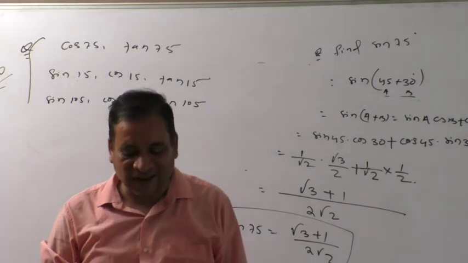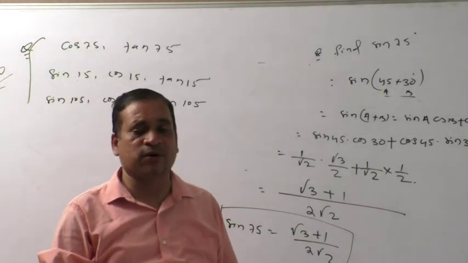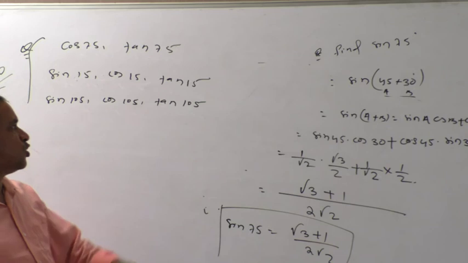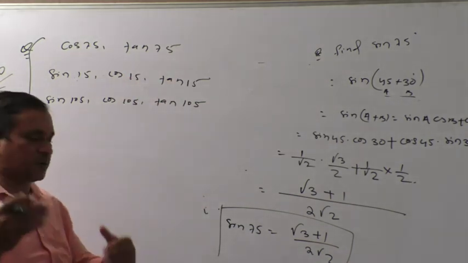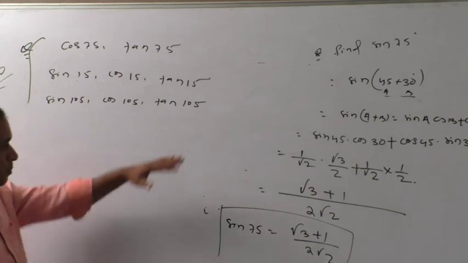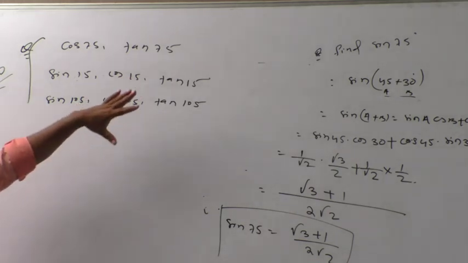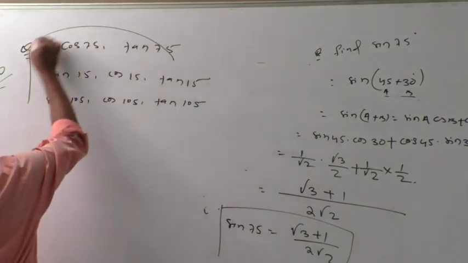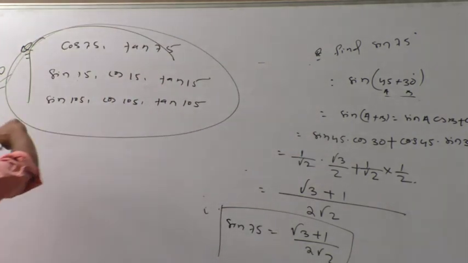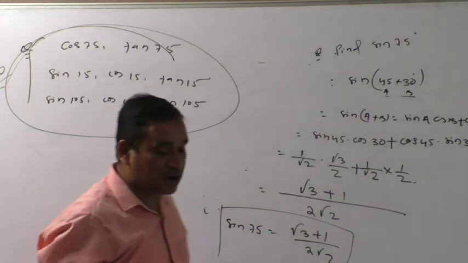In the next video, I will discuss multiple angles, and how sin A plus B is used for different angles. My homework: using this A plus B, A minus B formula, find all these values, like cos 75. In the next video, I will give new things.